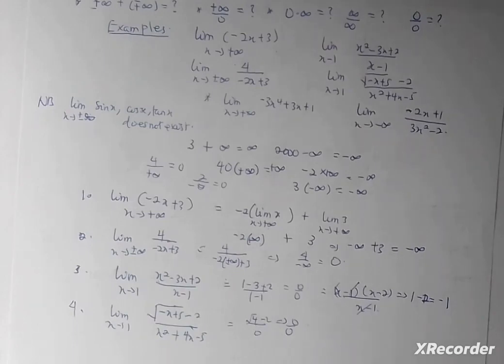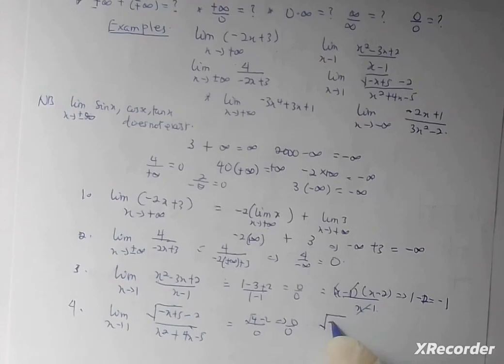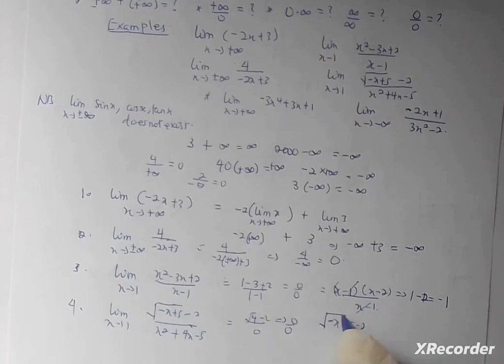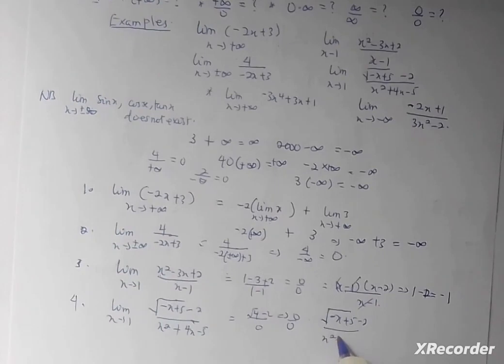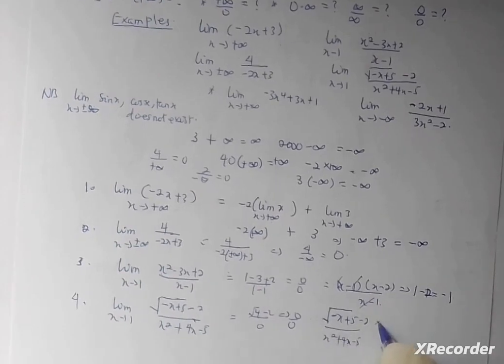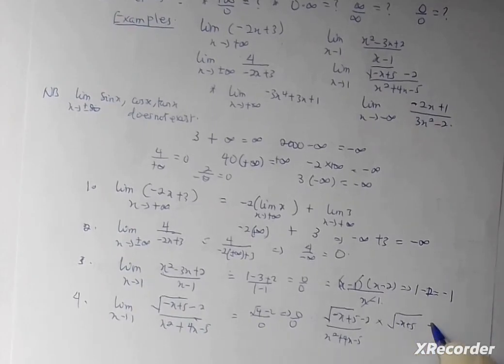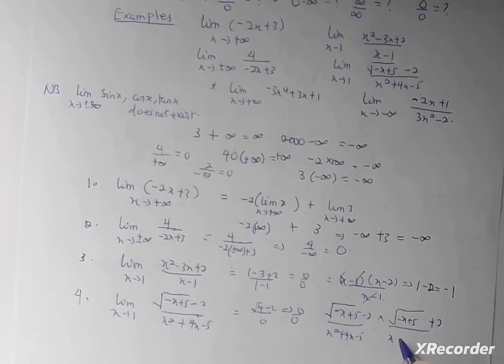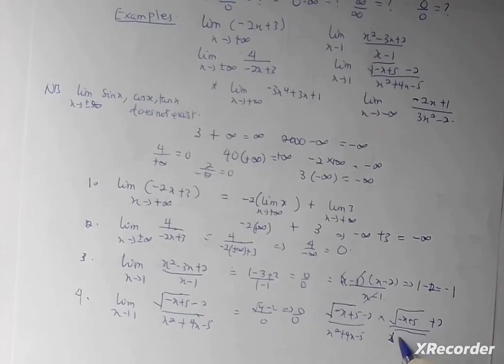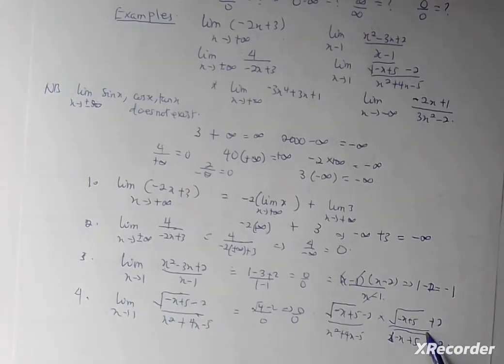In the modification, as I said in our earlier videos, we are going to find the conjugate. You multiply this expression, square root of negative x plus 5 minus 2 all over x squared plus 4x minus 5, by the square root of negative x plus 5, then plus 2 instead of the minus 2 here, all over the same thing, the square root of negative x plus 5, then plus 2. Once I do this, I'm good to go.